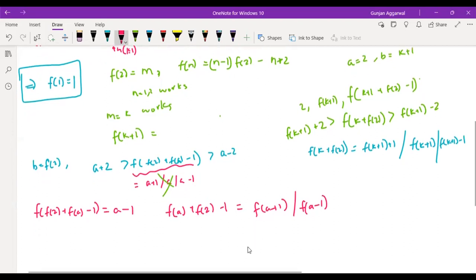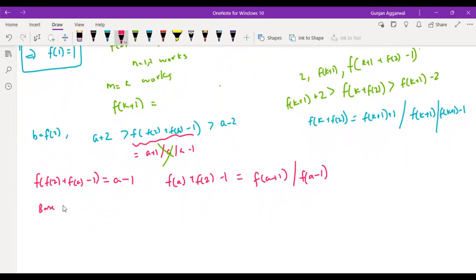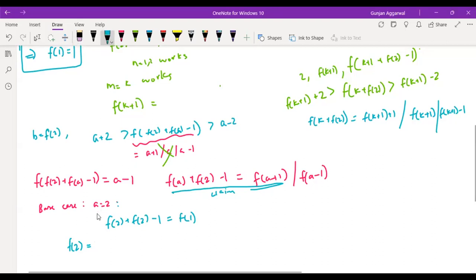Now, we'll induct. So, first for the base case, observe that we are taking a equal to 2. So our claim is that f of a plus f of 2 minus 1 equals f of a plus 1. For the base case, assume that f of 2 plus f of 2 minus 1 equals f of 2 minus 1. So f of 2 equals 1? No, f of 2 would be 1, right? Sorry. Yes, which is purely a contradiction. So this is not possible. So for the base case, it's 2.